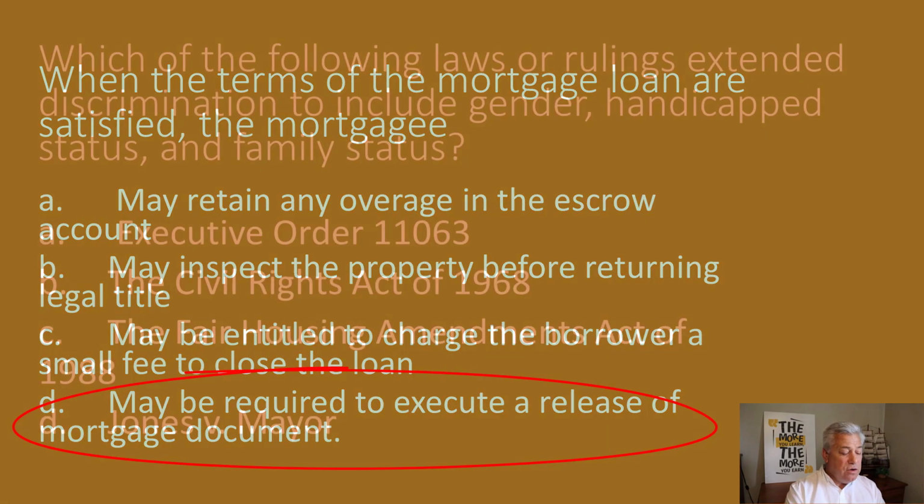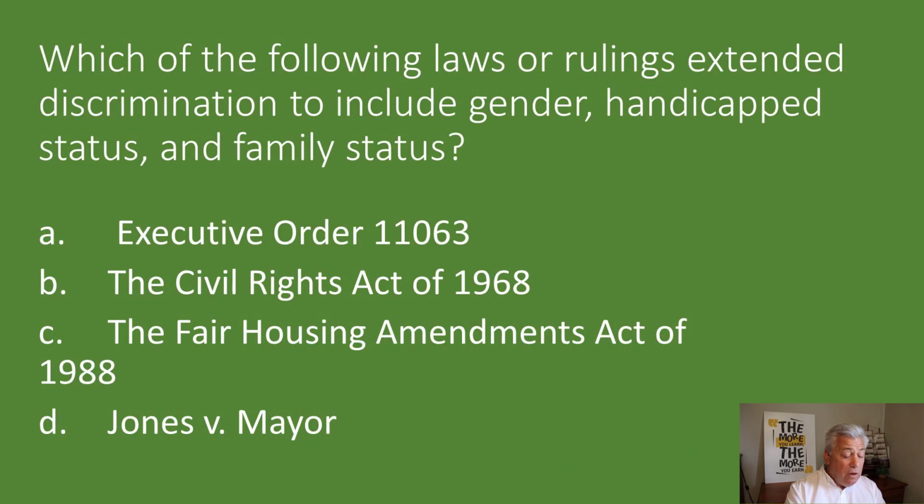Our final question, number 20. Which of the following laws or rulings extended discrimination to include gender, handicapped status, and familial status? This was an amendment to the Fair Housing Act. The answer is C, the Fair Housing Amendments Act of 1988.